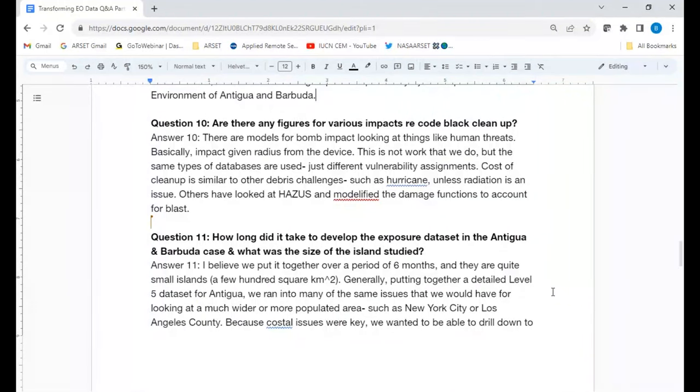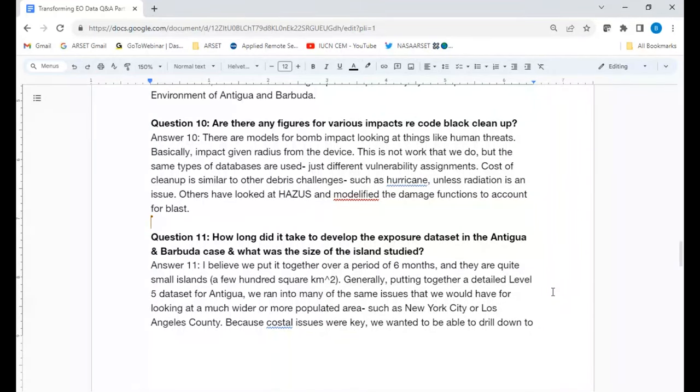Thank you. And question 10. Are there any figures for various impacts regarding code black cleanup? There are models for bomb impact looking at things like human threats, basically impact given radius from the device. This is not work that we do, but the same types of databases are used, just different vulnerability assignments. Cost of cleanup is similar to other debris challenges such as hurricanes, unless radiation is an issue. Others have looked at hazards and modified the damage functions to account for blasts. An interesting question. Thank you for asking that.